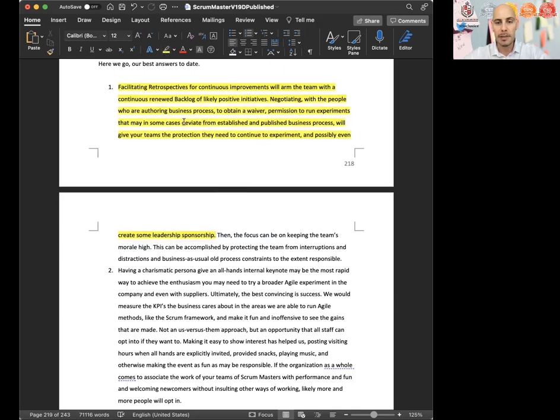Then, the focus can be on keeping the team's morale high. This can be accomplished by protecting the team from interruptions and distractions and business-as-usual old process constraints to the extent responsible.